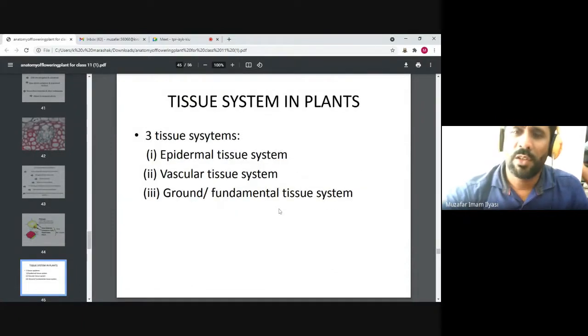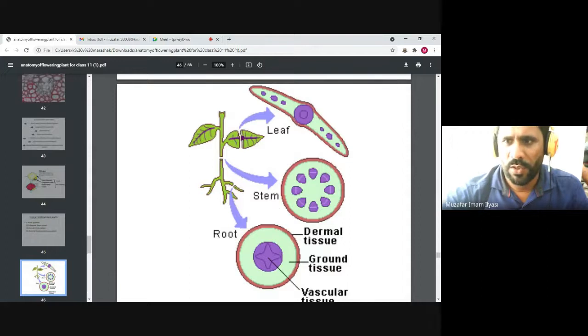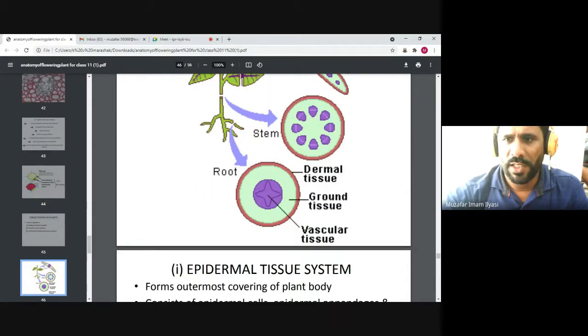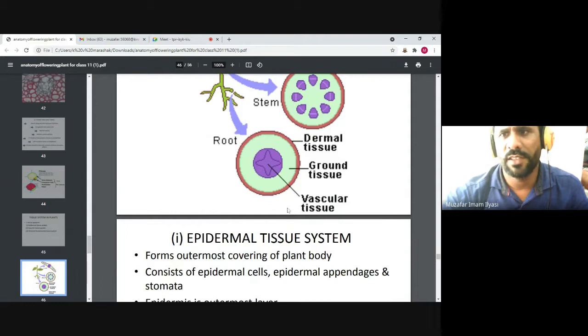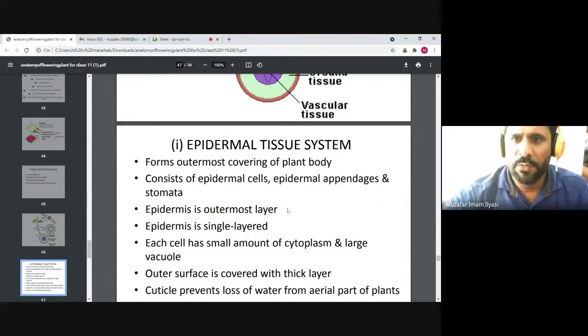Now we should talk about the tissue systems in plants. There are three tissue systems: the epidermal tissue system, the vascular tissue system, and the ground or fundamental tissue system. Here, in leaf, stem, and root, this is the dermal tissue system, this one is the ground tissue system, and this is the vascular tissue system. First, let us start with the epidermal tissue system. It forms the outermost covering of the plant body and consists of epidermal cells, epidermal appendages, and stomata.